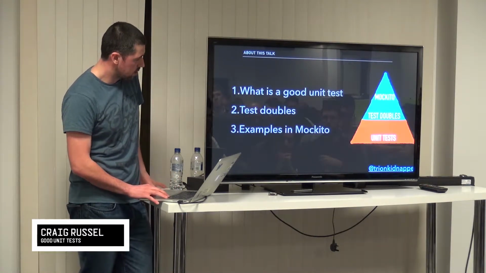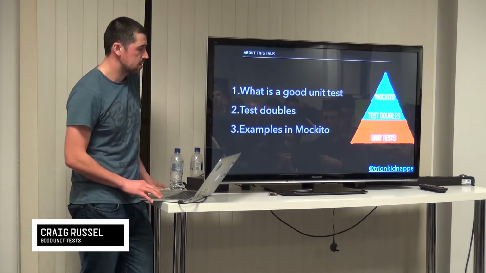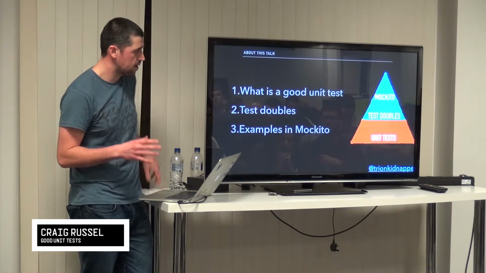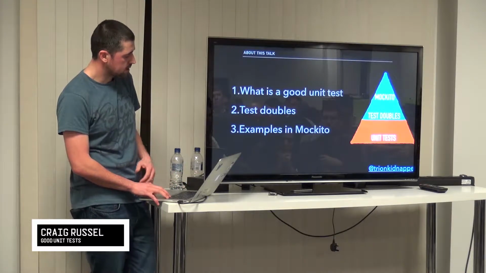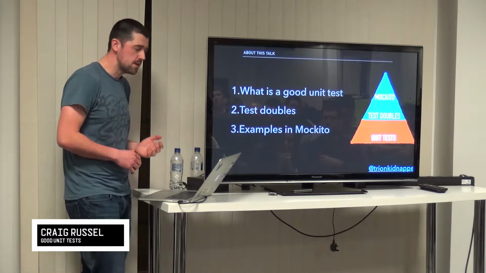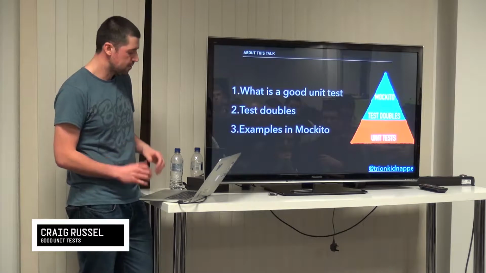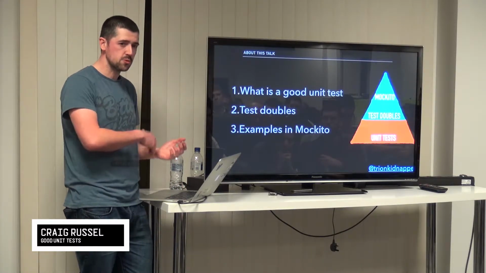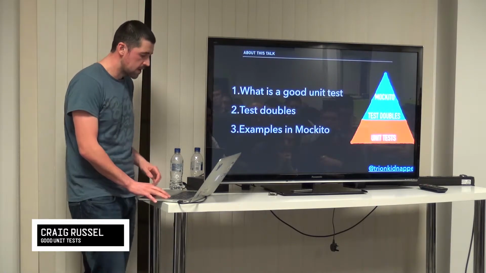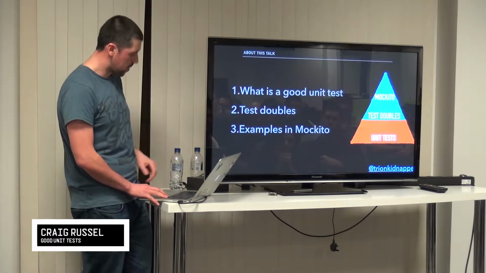So that's the running order. I'm going to talk about what is a good unit test, and again this is a highly opinionated part where this is my characteristics of a good unit test. I'm going to talk about test doubles, how I use them in my day-to-day development, and what kind of problems they can help you solve. And then we're going to talk about Mockito and give you some examples of using those test doubles with Mockito, all demonstrated in that lovely pyramid there.